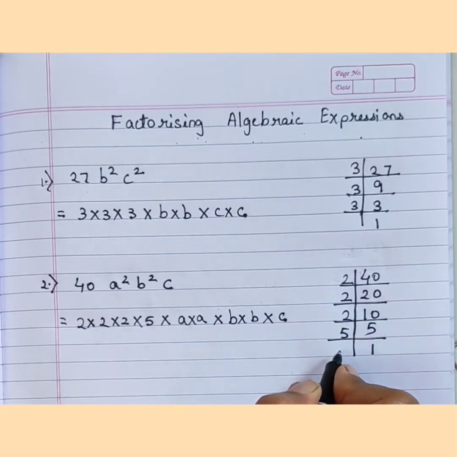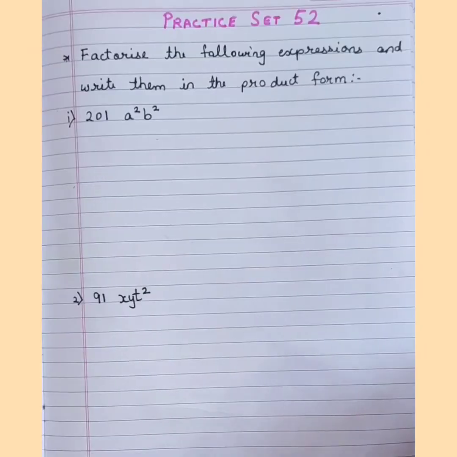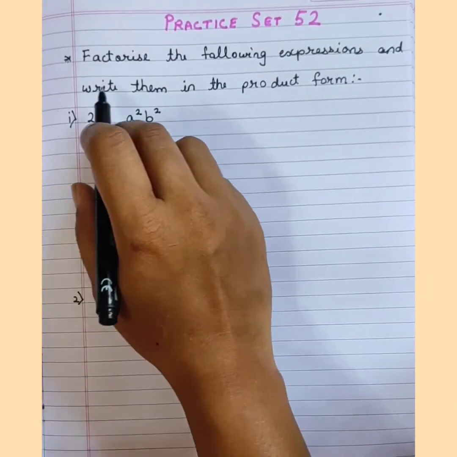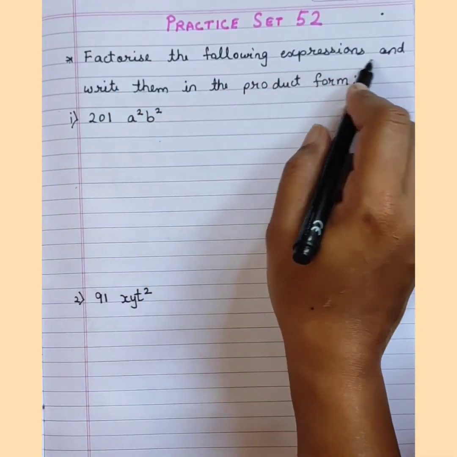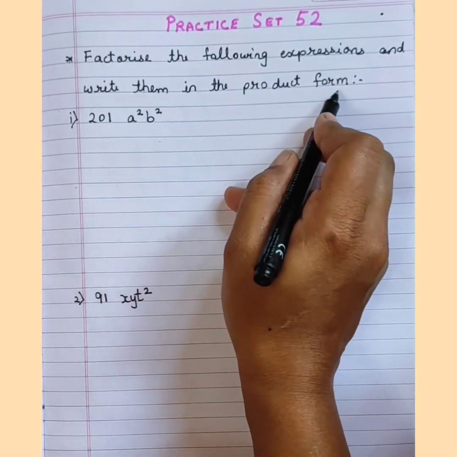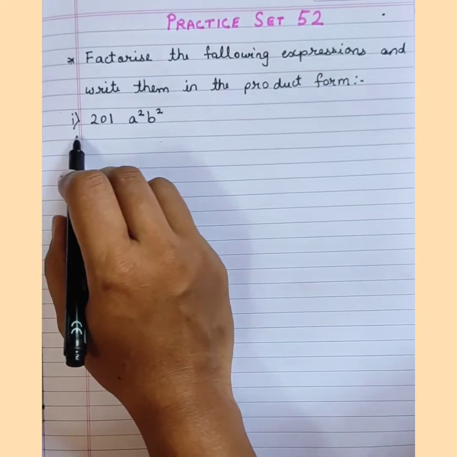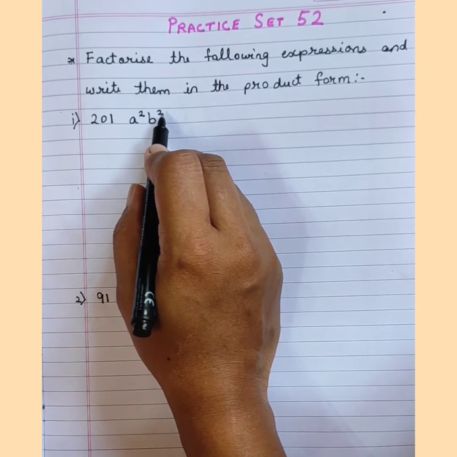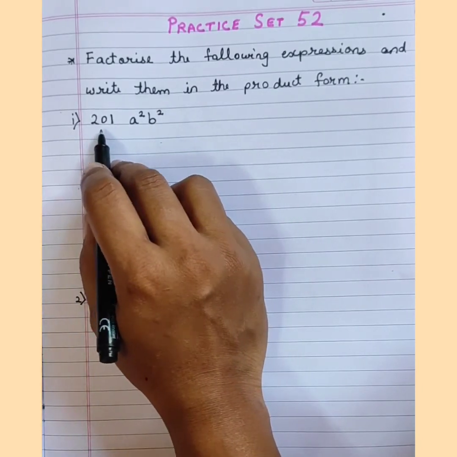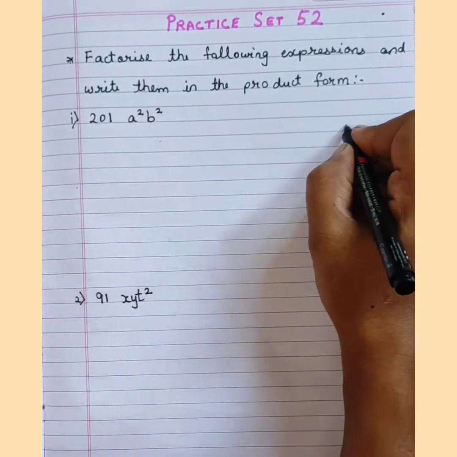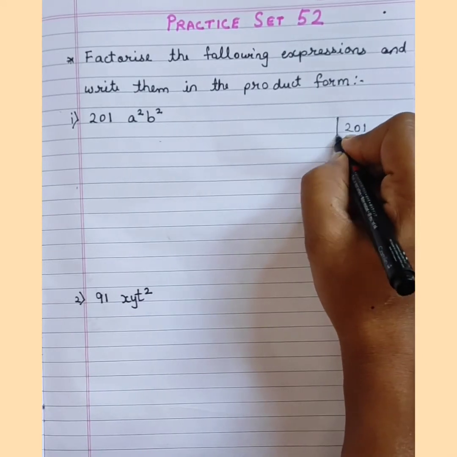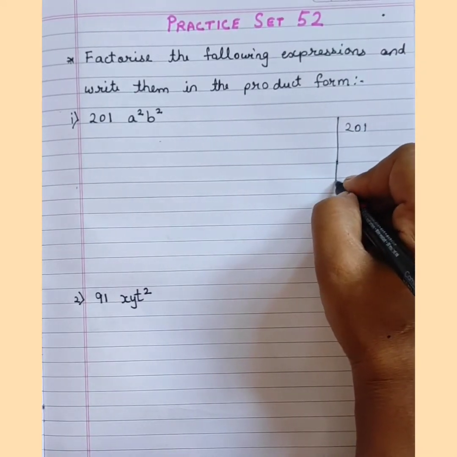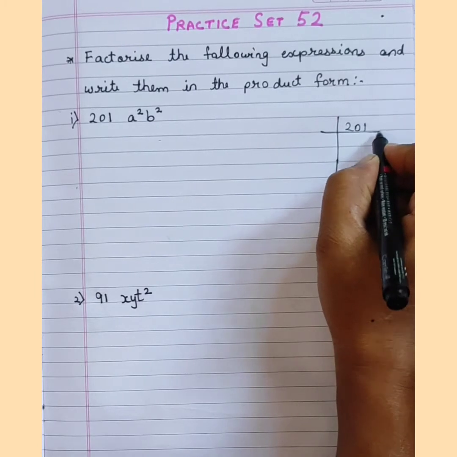Now let us start with Practice Set 52. Factorize the following expressions and write them in the product form. Our first question is 201 a square b square. First we will do prime factorization for 201. The last digit is 1, so we check for factors.